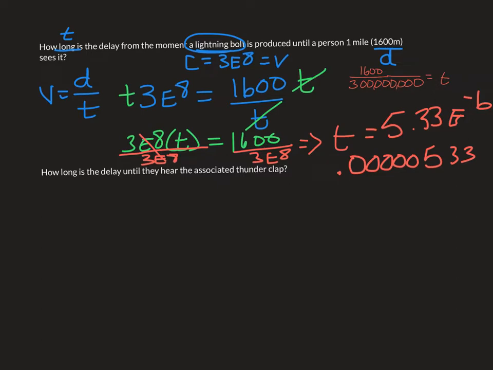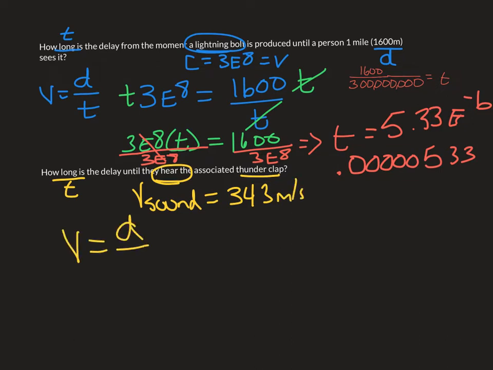Next up, we're going to look at our second part of the question, which wants to know how long, so this is still asking for time, is the delay until they hear the associated thunderclap. If I'm hearing something, well, now I'm talking about sound. And so my sound is going to travel at 343 meters per second. So I'm going to do the exact same equation, the exact same steps, but instead of 3e8, I'm going to use 343. Still going to use my 1600 meters because I'm still a mile away, and I'm going to solve for that time.